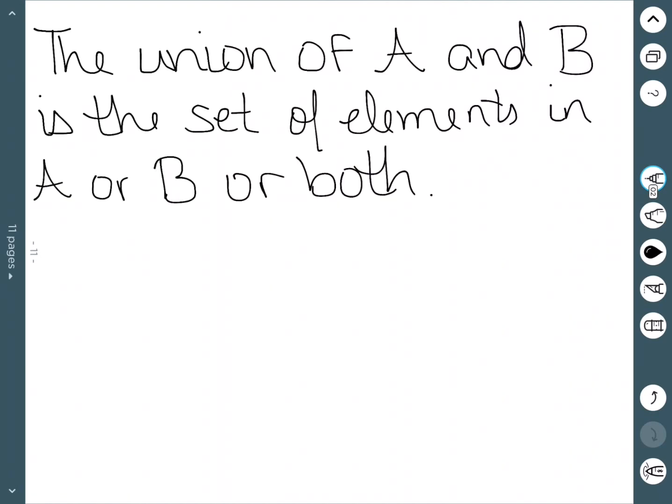There are two ways that we'll look at to combine sets as well. The first is called the union. The union of two sets A and B is the set of all elements that are in A or in B or in both. And it's denoted by this U-looking thing for union. This is read A union B. And we essentially take the two sets and combine them into one big set.